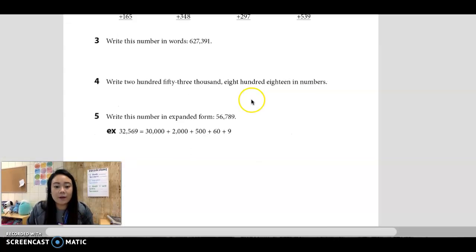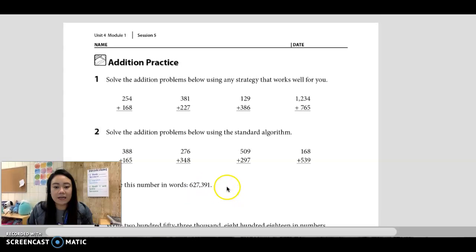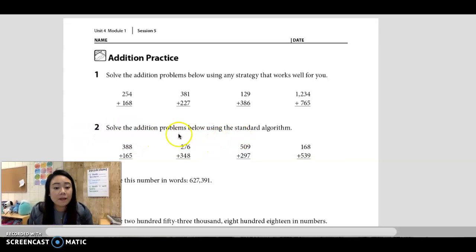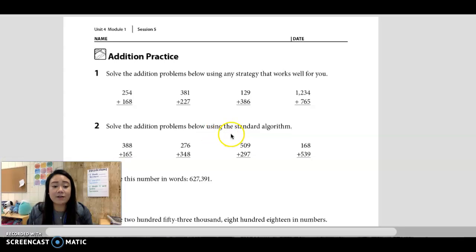So I am on page 136 right now. It's called addition practice. Number 1, solve the addition problems below using any strategy that works well for you. So you're going to add all of these numbers up any way that you want. If you need more room, go ahead and grab an extra scratch piece of paper from your notebook. Number 2, solve the addition problems below using the standard algorithm.